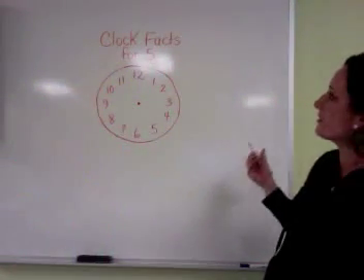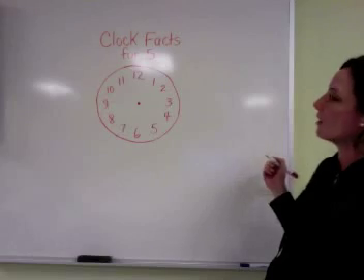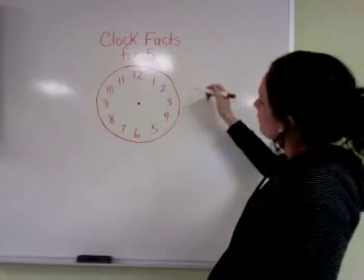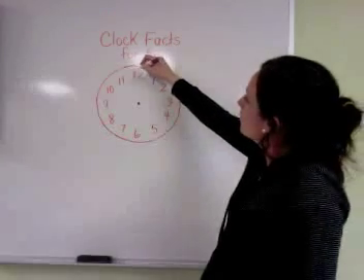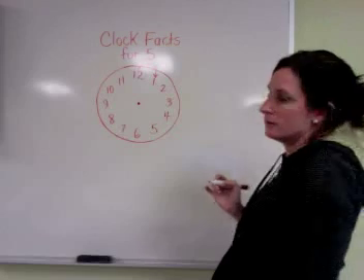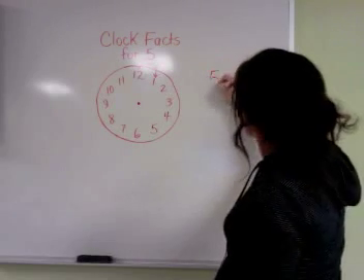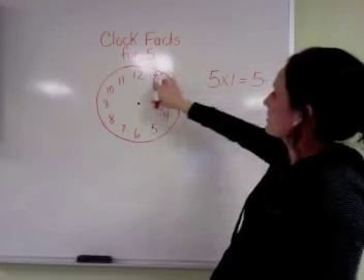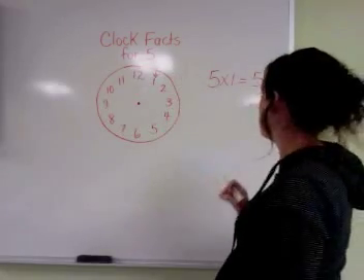Hi, boys and girls. Today we're going to learn about clock facts for 5. So if we look at our clock and we go from the hour to 1, we would do 5 times 1, which equals 5, which is the same as 5 minutes after the hour.